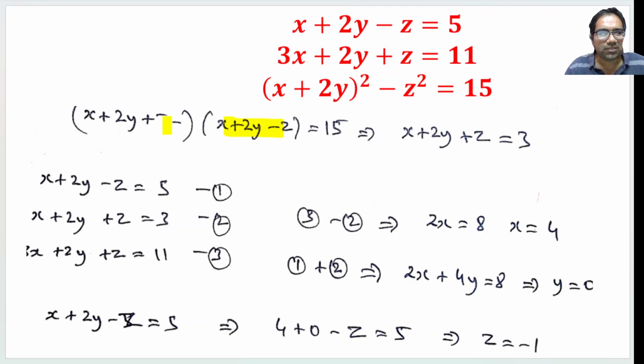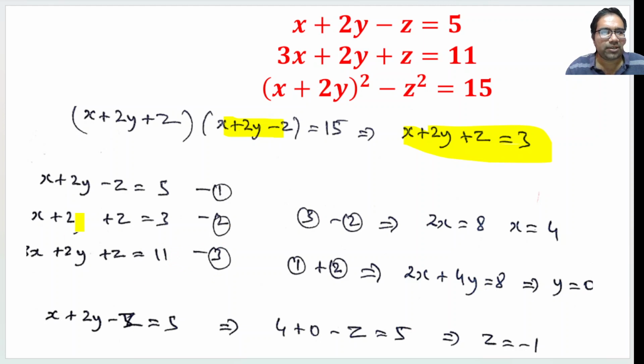Then what will happen to this one? (x + 2y + z) × 5 = 15. So x + 2y + z = 15/5, which is 3, right? Now again we have a set of three equations. This equation basically reduced to this. So let's take all three equations: x + 2y − z = 5, x + 2y + z = 3, and 3x + 2y + z = 11.